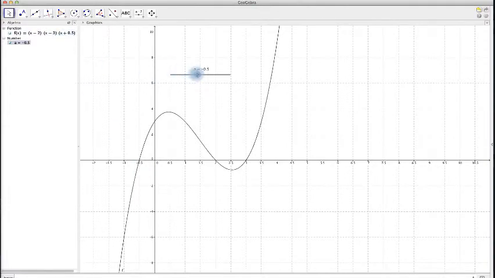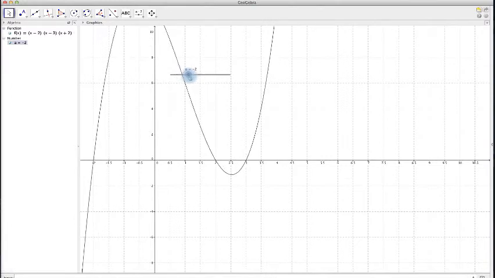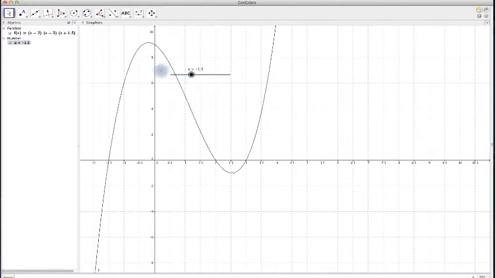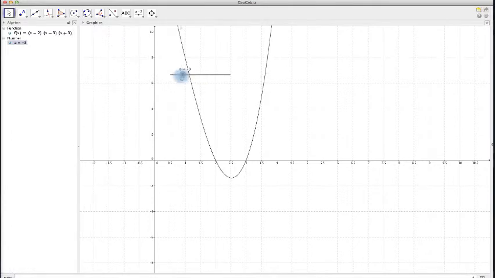And the further away I go, the clearer it is that it's not at all symmetrical like it was before. And I can keep going and going and going.